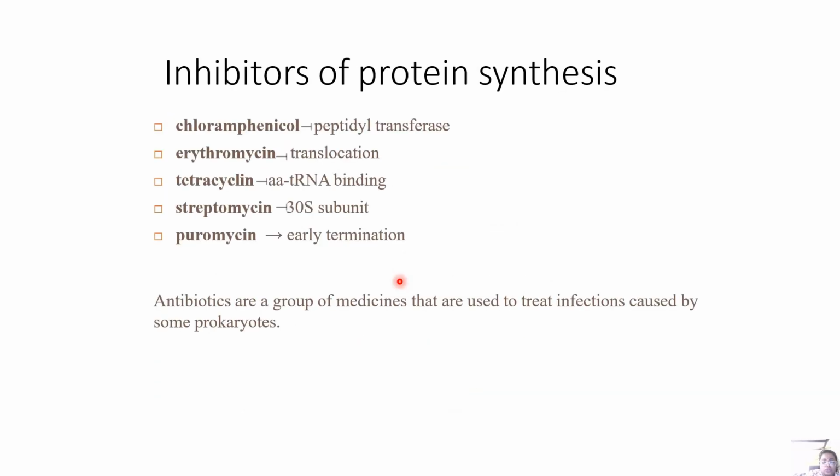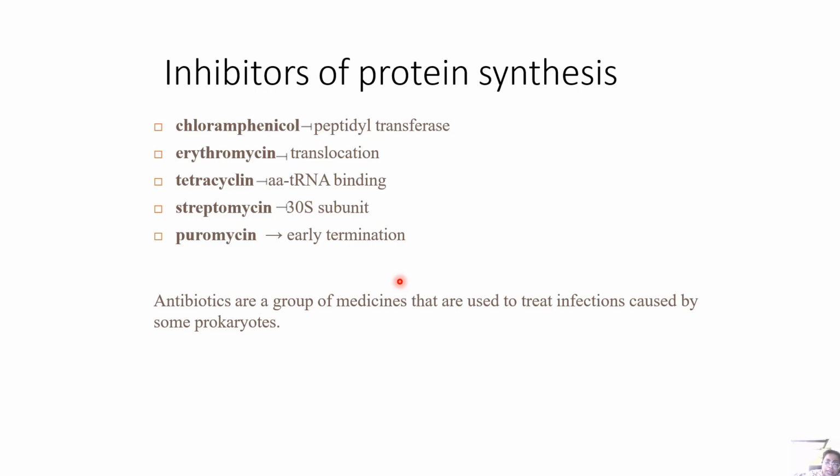Okay. So, what are the inhibitors of protein synthesis? Chloramphenicol basically inhibits the peptidyl transferase. Erythromycin inhibits translocation. Tetracycline inhibits amino acid tRNA binding. Streptomycin inhibits the 30S subunit. Puromycin leads to early termination.